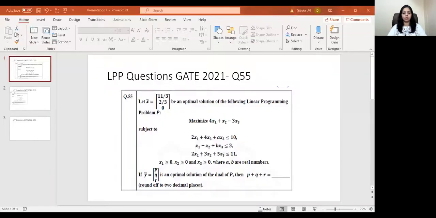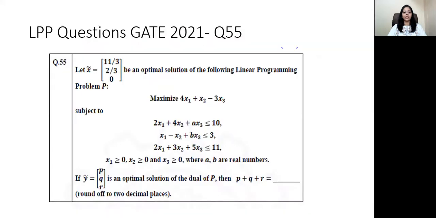So I'm sharing the screen with you. There I have already written a question from GATE 2021. It was question number 55. So let's first try to understand the statement of this question, and then we will see how to solve this kind of questions.